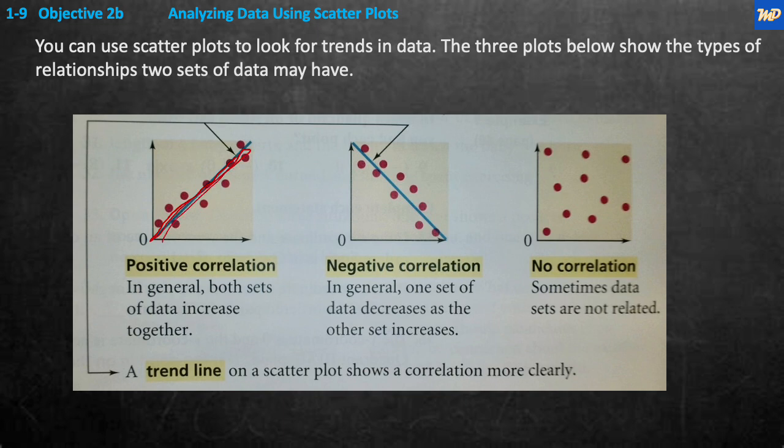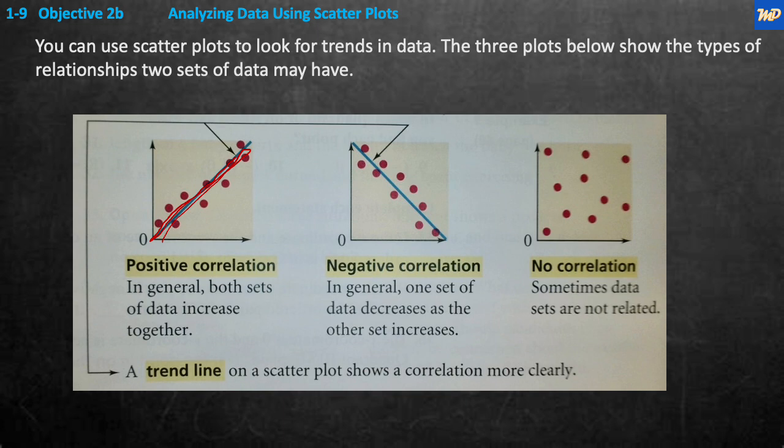And how do we get the line? We kind of pick a spot that's kind of even, right in the middle of the dots. And we have software programs and calculators that will do this for you. You can put the data in a matrix, and it'll do the scatter plot for you and actually show you the line, the correlation. In this case, it would be positive because it's going up, right? The slope is positive. So positive correlation, in general, both sets of data increase together.